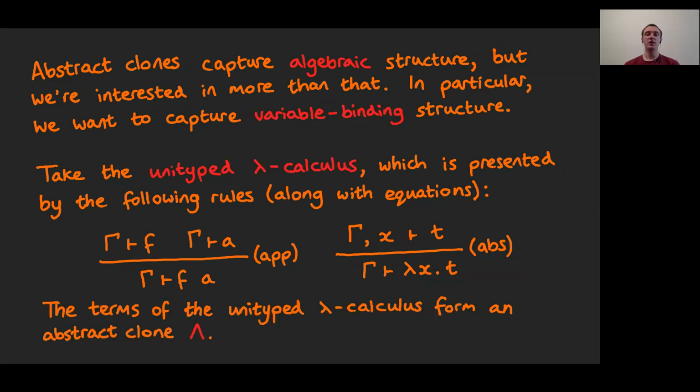And we can see that the unitype lambda-calculus, or the terms of the unitype lambda-calculus, form an abstract clone, because we can take the terms of the unitype lambda-calculus, and these are exactly the terms of the abstract clone, and a simultaneous substitution of the clone corresponds to the syntactic notion of substitution in the lambda-calculus.